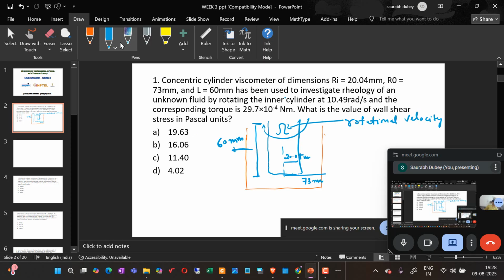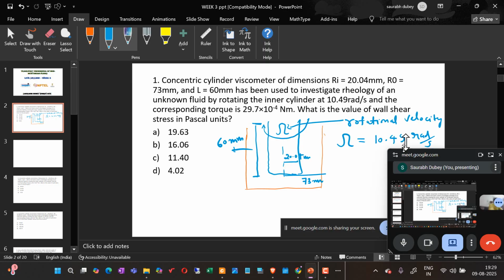It is used to investigate the rheology of an unknown liquid. You don't know the liquid. By rotating the inner cylinder at what rotational speed? It is 10.49 rad per second, right? So 10.49 radian per second is the rotational speed of the inner cylinder.